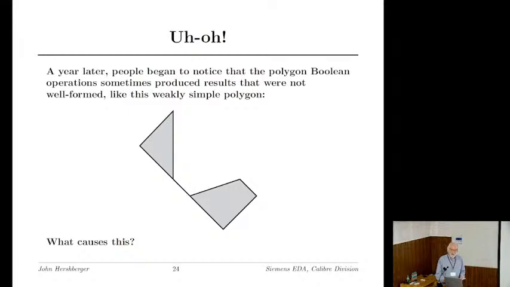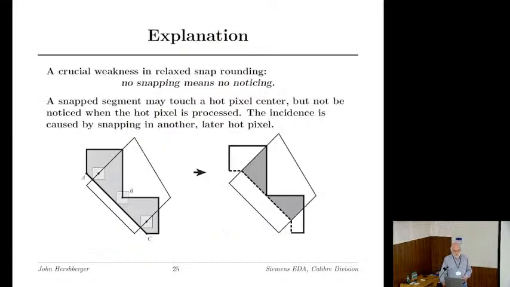And I didn't understand why this was, and it took several days of debugging before I figured out that there was a crucial weakness in this relaxed snap rounding scheme, which is that no snapping means no noticing. So in this example, we want to compute the AND of the two polygons on the left.